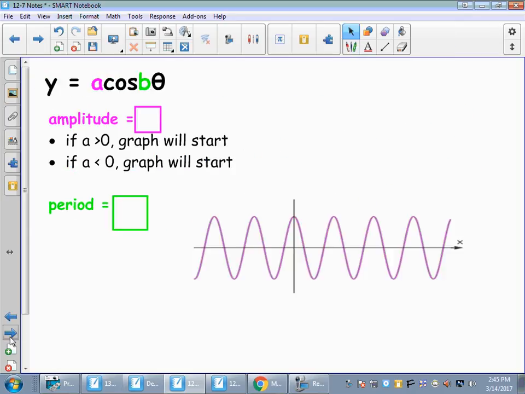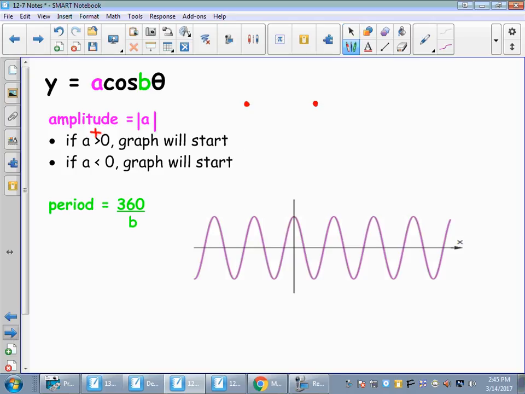For cosine, luckily, everything is the same. So the amplitude is the absolute value of A. It has to be positive. So if your A value is negative, you take the absolute value of it. It's a distance. You're telling me how far that graph is from the middle. And the B value, again, is used to calculate the period. 360 divided by B would equal the period. And same idea with the positives and the negatives. If A is positive, then your cosine curve is going to start up.